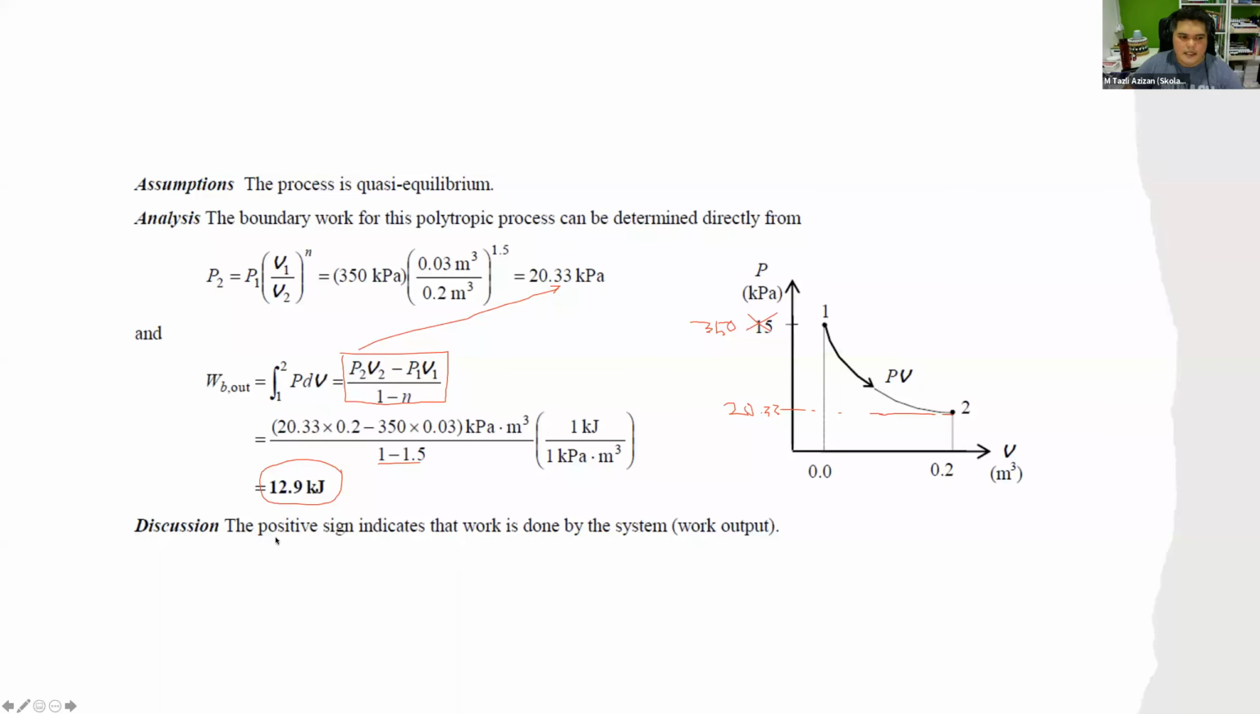So this means that the positive sign indicates the work is done by the system. It means the piston is actually pushed by the gas inside the system. The gas is pushing it, so that's why it expands. Okay, so you will be able to get positive here, right? So that is how example 4 is made. So let's move to example 5.